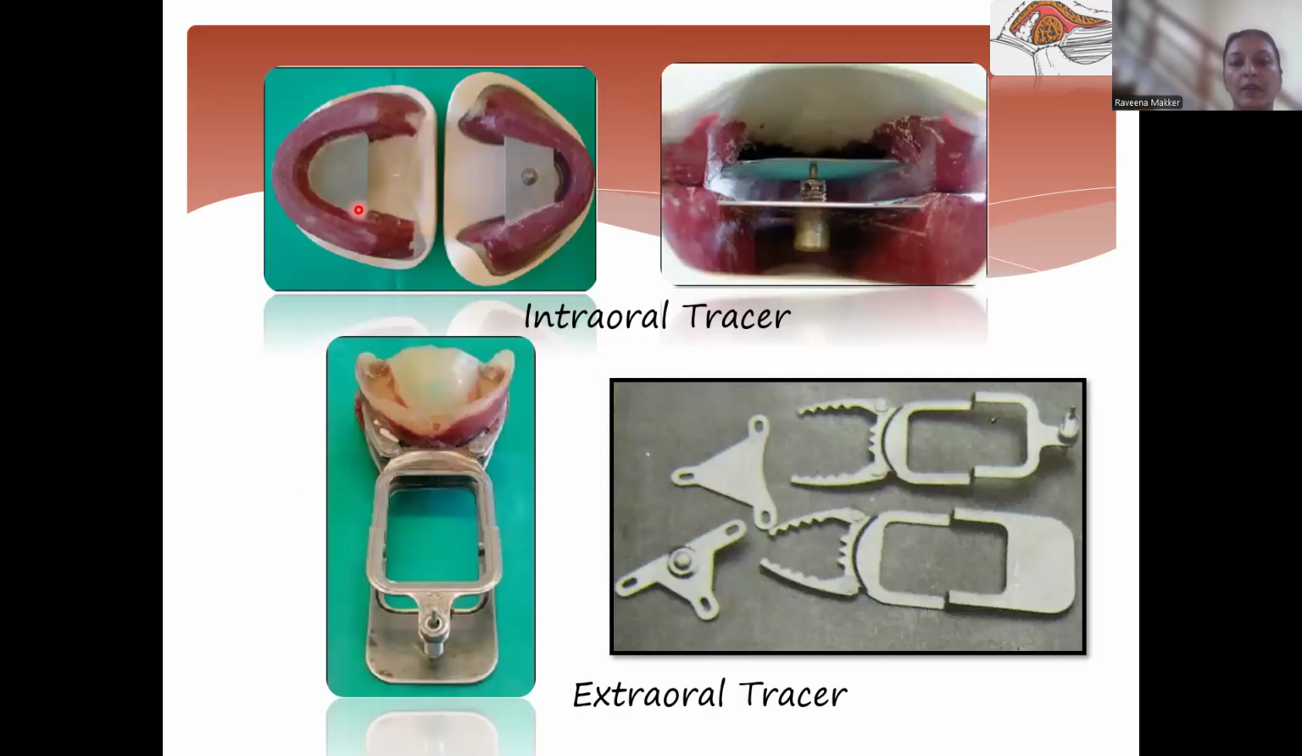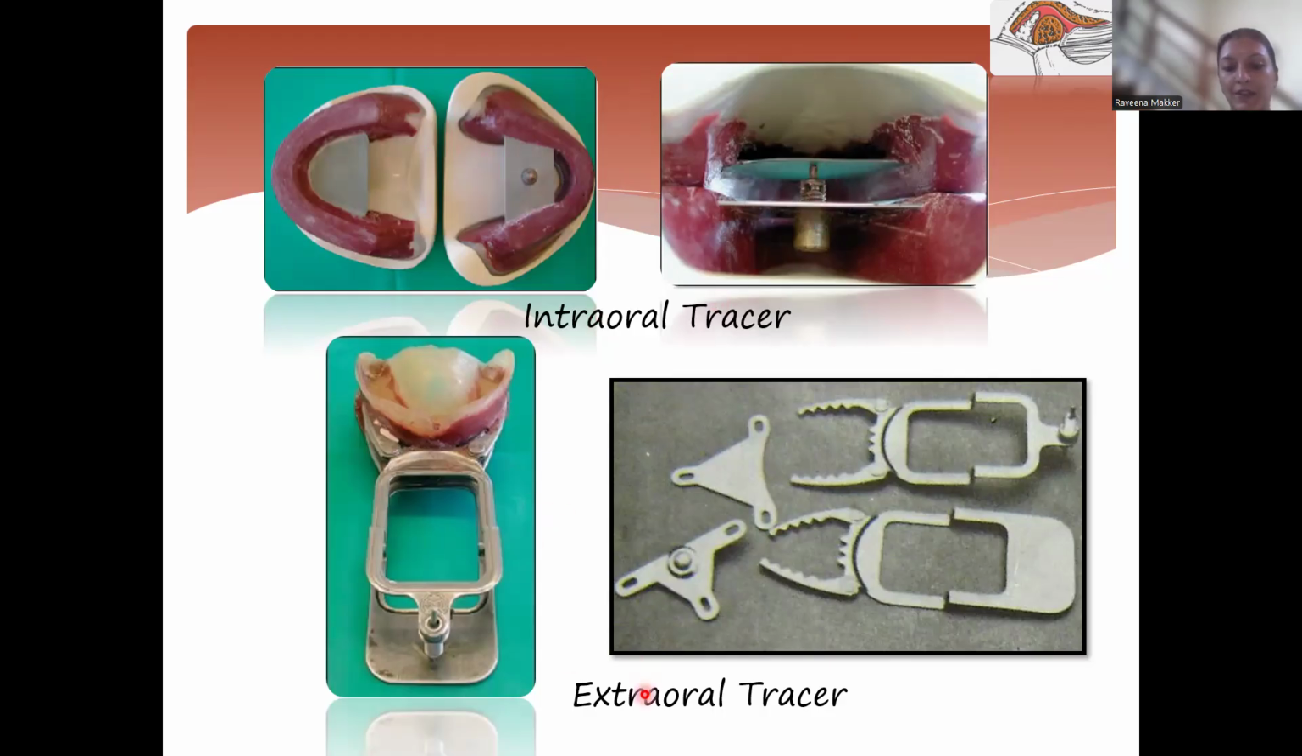These are the tracers. This is the intraoral tracer, wherein you can see that a central bearing plate is attached to the maxillary rim and a central bearing point is attached to the mandibular. And this is how they contact with each other intraorally.